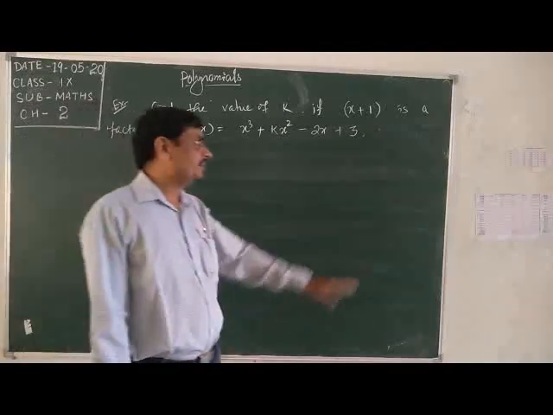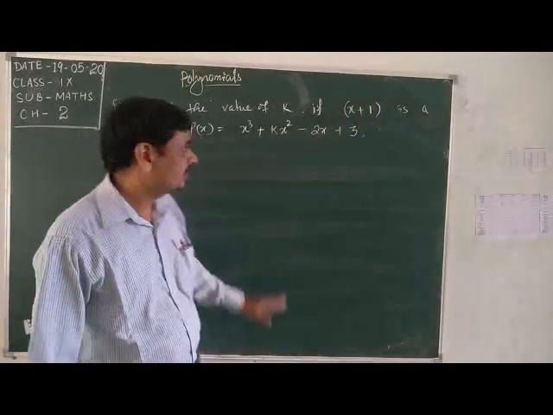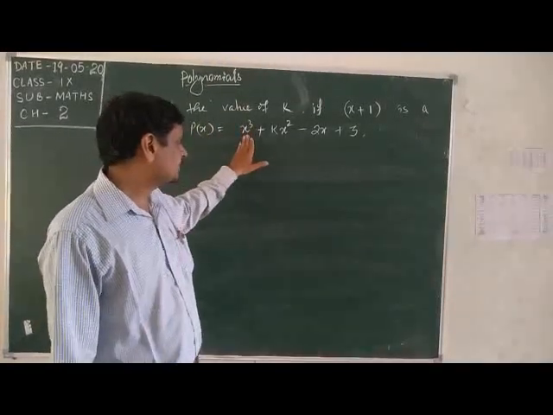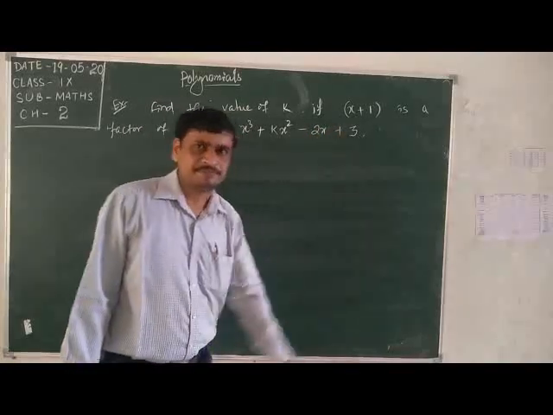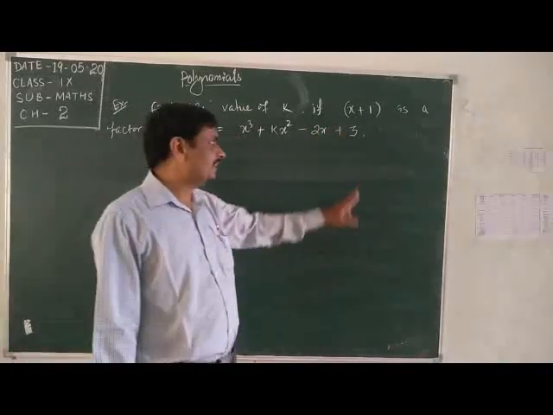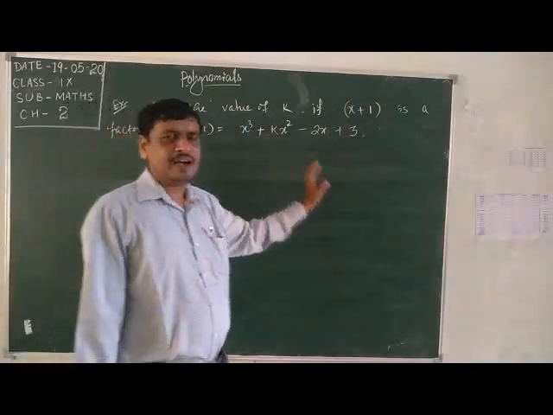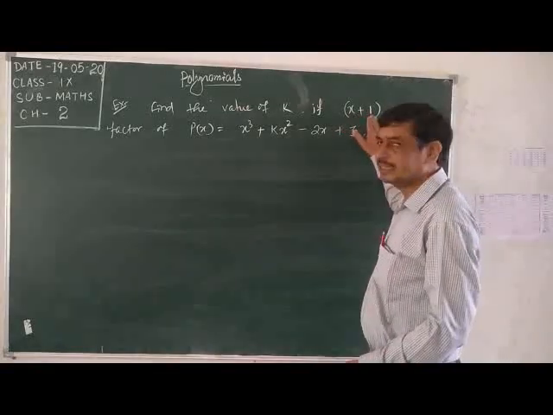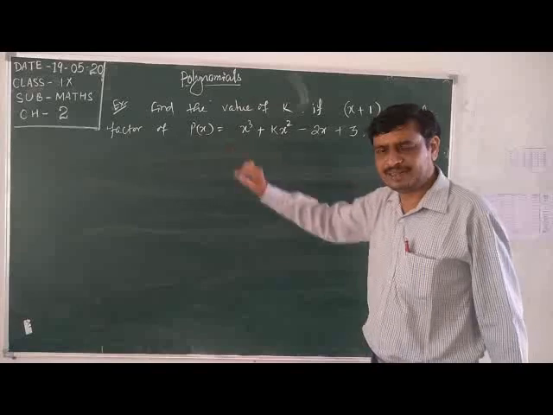It is given that x plus 1 is a factor of the polynomial p(x), which is equal to x cube plus kx square minus 2x plus 3. Since it is already given that x plus 1 is a factor of this polynomial, after putting the value of x from this divisor into the polynomial, the remainder becomes 0.